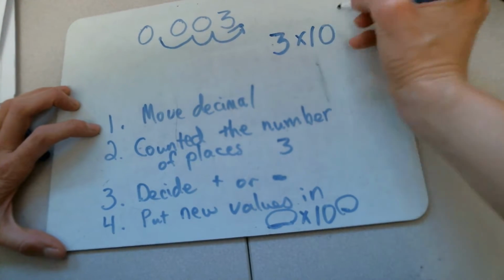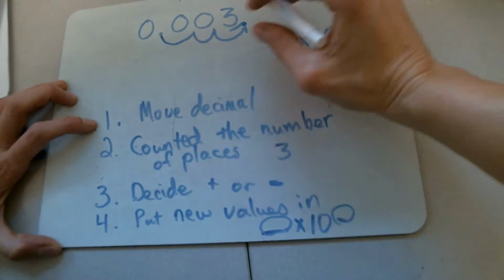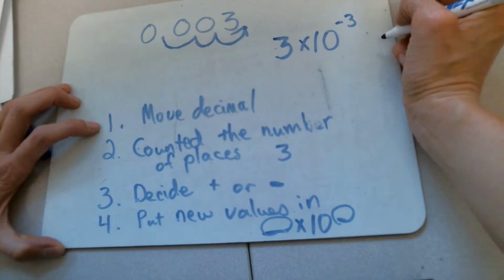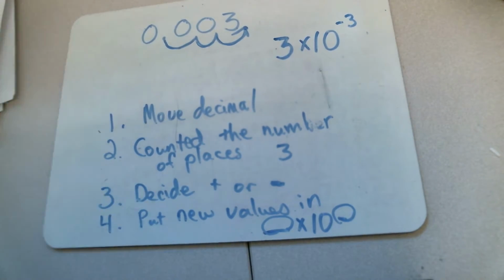Times 10 will always stay the same. And now we're going to look at the exponent. I moved my decimal 1, 2, 3. So it's going to be my negative 3 because I started with a decimal.